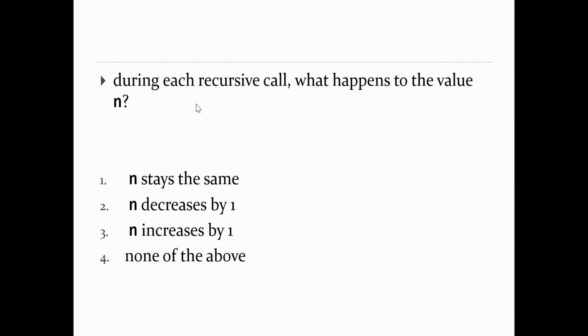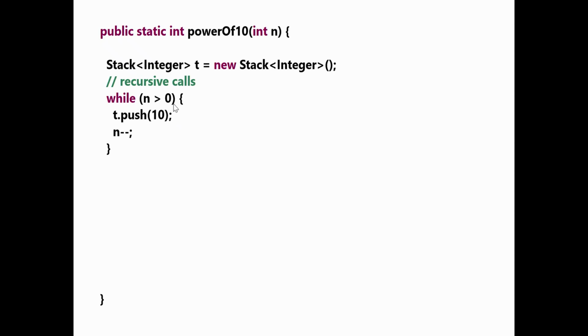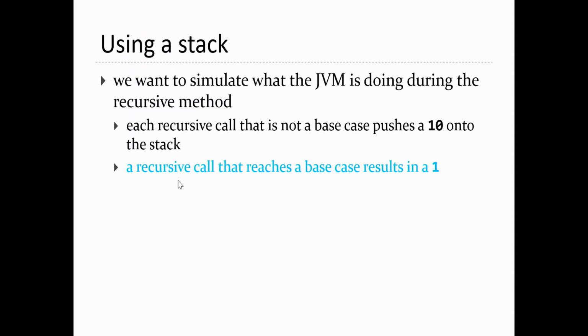So what happens to the value of n every time you make a recursive call? Well, it goes down by 1. So make a stack. Now I'm going to emulate the recursive calls. While n is greater than 0, I'm going to remember that I have to multiply the result by 10 each time. So I push a 10 onto the top of the stack, and then I decrease n by 1 to indicate that I've called the recursive method once. And so you end up with n copies of 10 on a stack.